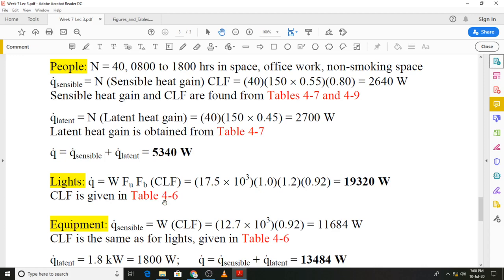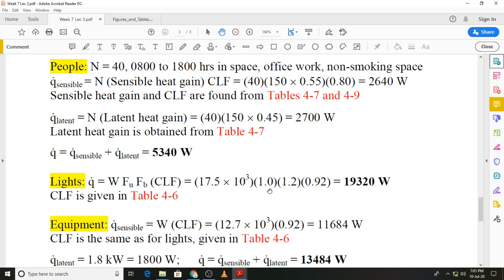The cooling load due to lights is given by the formula Q dot equal to the wattage multiplied by the utilization factor multiplied by the ballast factor and the cooling load factor. The wattage is given as 17.5 kilowatts, so make sure you convert it into watts. I told you earlier that if information regarding the utilization factor is not given, then we take the default value to be 1. So because it was not provided to us, we have taken it to be 1.